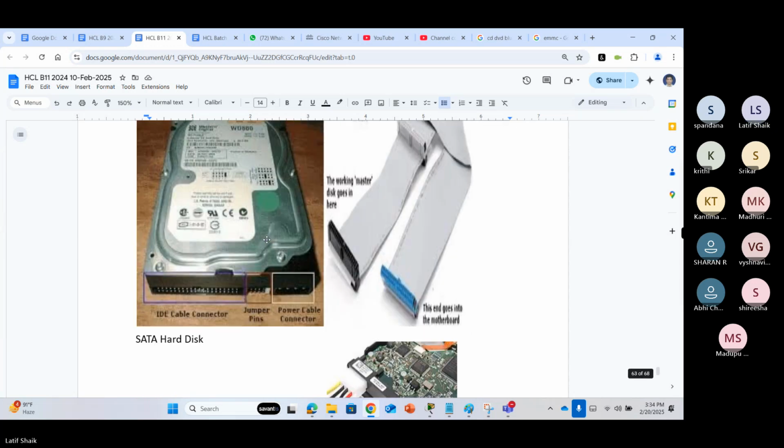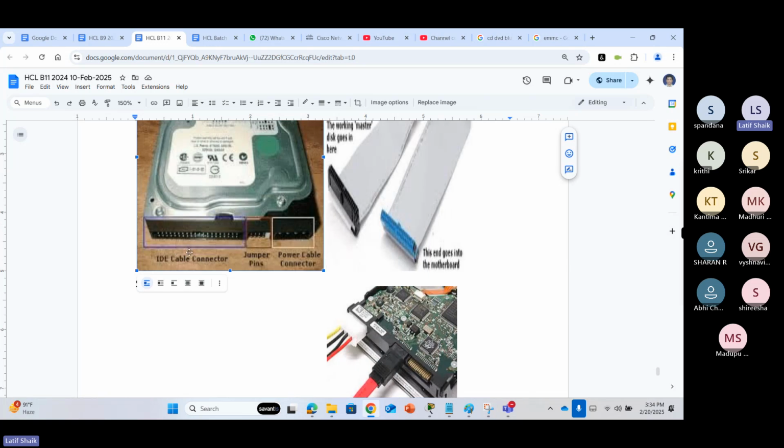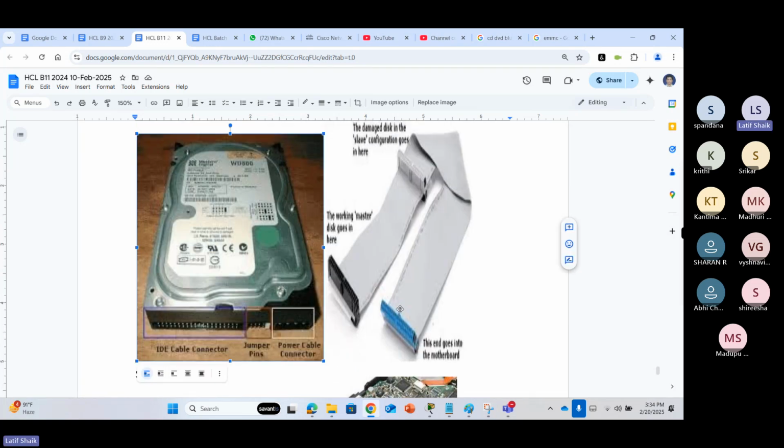Next, this is the hard disk. See this IDE or PATA interface, 40-pin connector. This is the cable. One end of the cable goes to the motherboard, and the other two ends are connected to your hard disks. Means two hard disks we can connect to one single ribbon cable. So one goes to the motherboard, two go to the hard disk or any disk device, like CD-ROMs also you can connect. But support for the IDE connector must be there.